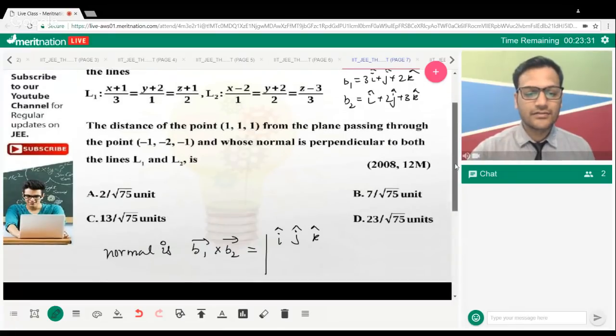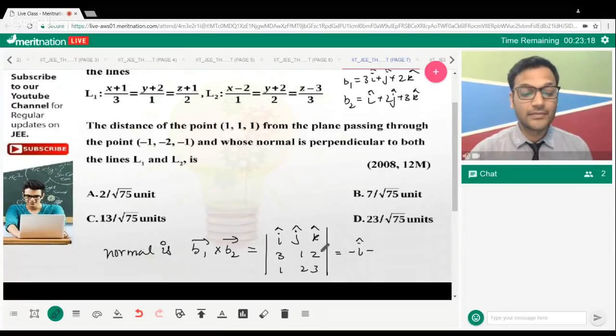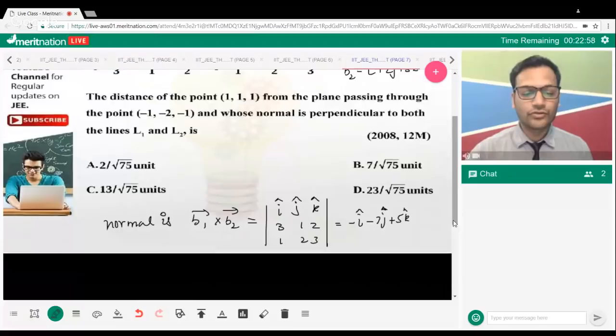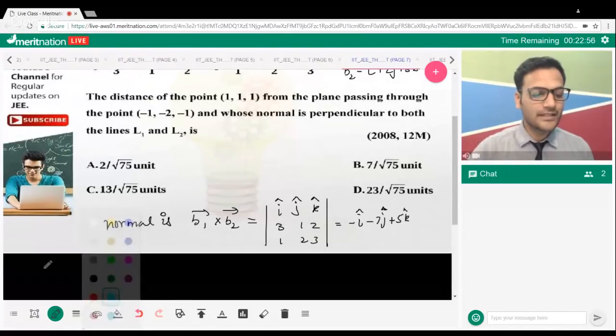You'll place in these values. This is how we find out the cross product, 1, 2, and 3. If you see it, 3 minus 4 gives me negative i. 9 minus 2 gives me 7, and with a negative sign, so minus 7j, and 6 minus 1, 5. So plus 5k. This is what the normal vector to that plane would be. We need to figure out the distance of this point from that plane. Now the plane passes through this point, whose normal vector is this.